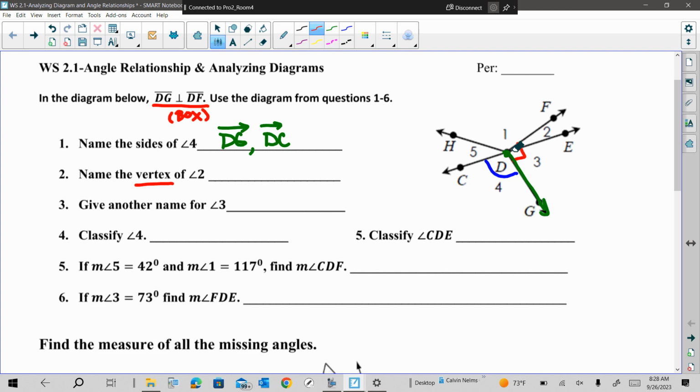Now remember, another name is using 3 letters to name an angle. So I could say angle 3 here is EDG. Or I can go in a different order and go GDE.